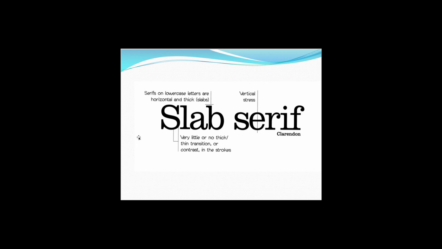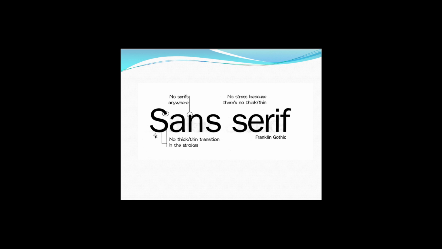Slab serifs have a fat horizontal serif, very little or no thick-thin transition, and they have vertical stress. This example is Clarendon. The next category is sans serifs. They're easy to spot. They have no serifs, no thick-thin transitions, no stress because there's no thick-thin. This example is Franklin Gothic.